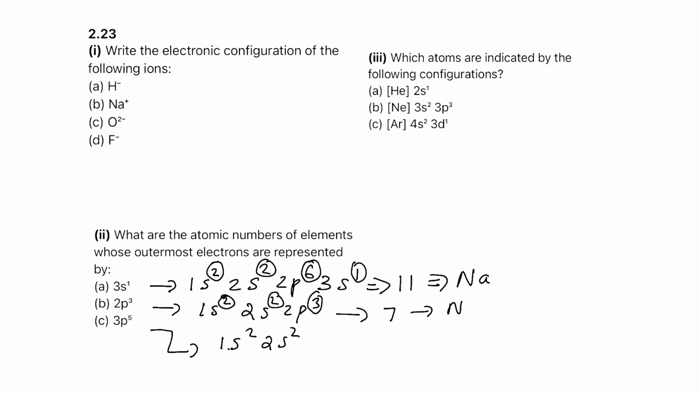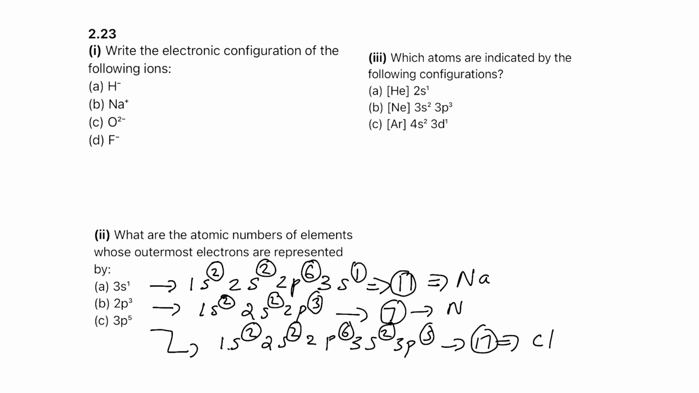1s2, 2s2, 2p6, 3s2, 3p5. Add all those things. 2 plus 2 plus 6, 10. 10 plus 2, 12. 12 plus 5, 17. And what is 17? Atomic number 17 is chlorine. Right. They ask atomic number. No need to write the name of the element here. But if they ask, you have to.